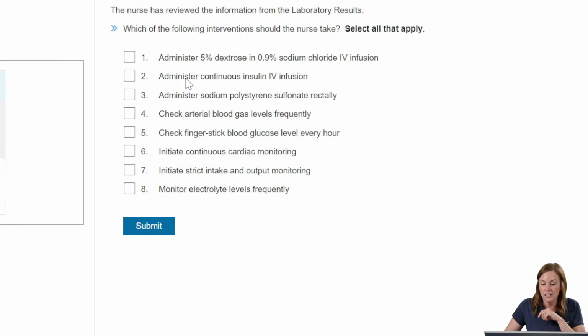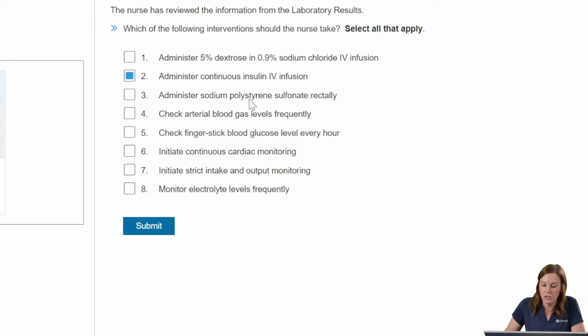Option 2, administer continuous insulin IV infusion. We know this is an essential part of DKA treatment, so we're going to click this one. That is true. We have to have insulin to drive glucose into the cell. Again, these clients have type 1 diabetes. They have an absolute deficiency of insulin, so they're dependent on insulin. They have to have it.